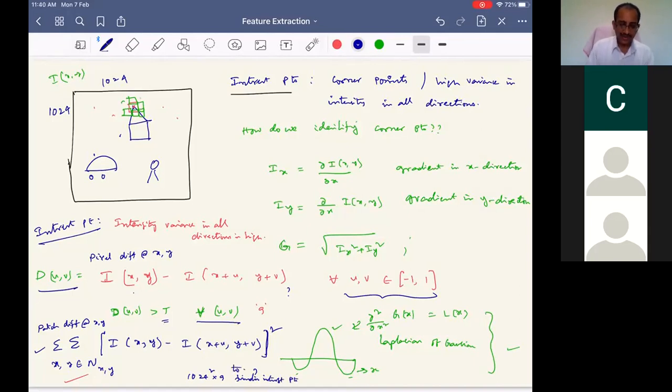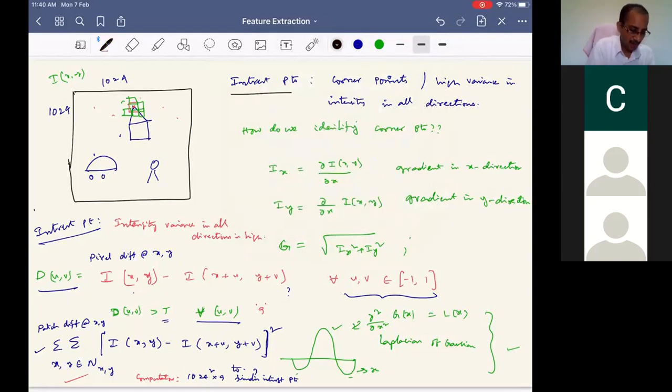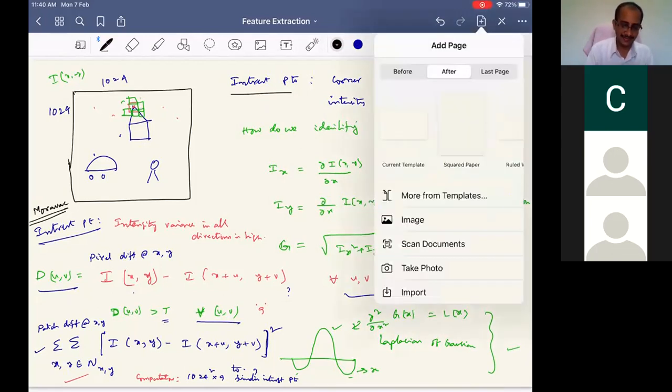Is it not so? With so many computations, is it viable? It's not. This is the method initially proposed by Moravec. Hence this operator, which finds this difference at each u comma v and then compares with the threshold to say an interest point, is referred to as the Moravec operator. The later method, which is much more elegant, has been very widely used and overcomes many of the limitations of this, was proposed by Harris.